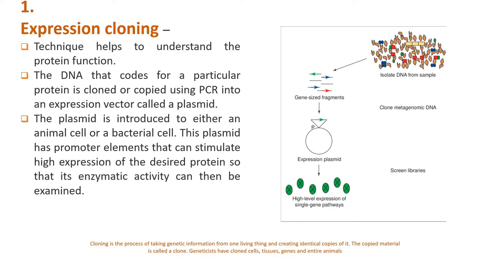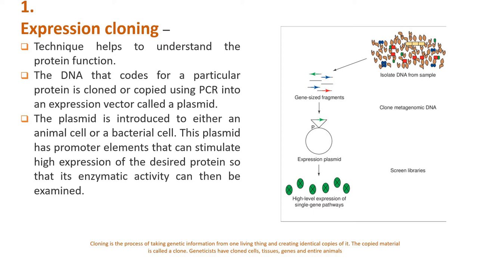For example, we have what is called expression cloning. Cloning, by definition, is copying of a specific genetic material present, for example, in the DNA. The copied material is called the clone, and the process is called cloning, and this is used for tissues, for genes, and even for the entire animal. This expression cloning technique is used to help us understand protein function.